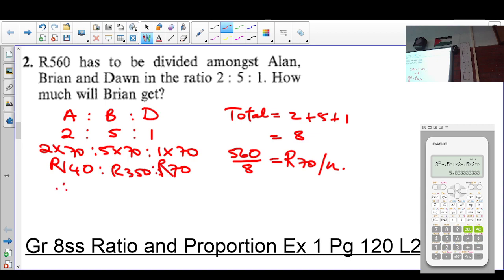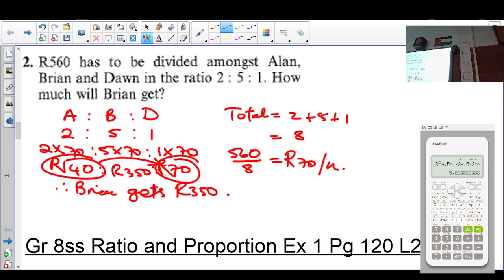What's the question? How much does Brian get? Therefore, Brian gets 350 Rand. The question could be, how much more does Alan get than Dawn? So 140 minus 70 is 70. Alan gets 70 more than Dawn, or Dawn gets 70 less than Alan. You understand, people? Any confusion?